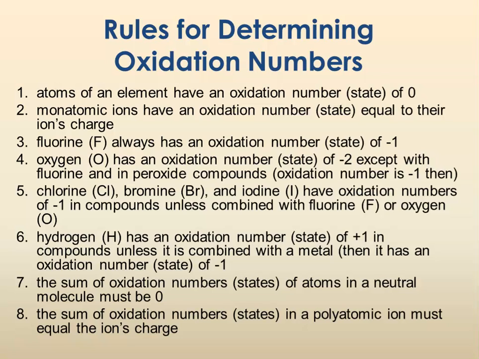Chlorine, bromine, and iodine are also pretty high up the ladder. They're always going to have oxidation numbers of -1 unless they're paired with fluorine or oxygen. So the further down the list, the ones above it basically can outlast the ones below.